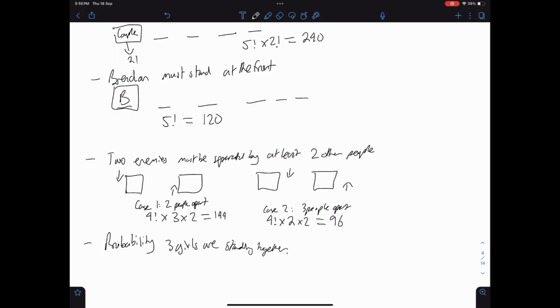And then case 3, they're 4 people apart. And there's only one way to arrange those guests, times 2, so that would be 48, then you add them together.